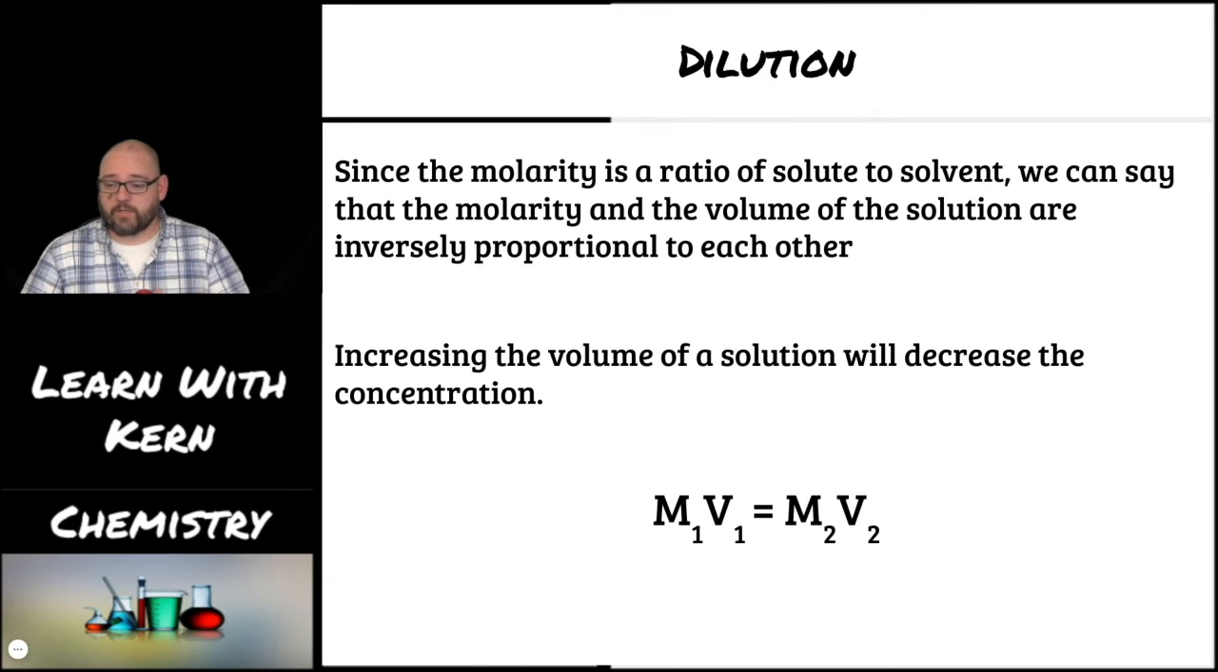So the molarity times the volume before has to equal the molarity times the volume after. Because the molarity times the volume is the number of moles of solute. So we're not changing anything about our solute, we're just changing the concentration by changing the volume. So our number of moles has to stay the same. So molarity times volume before we change something has to equal the molarity times volume after, so that the total amount of moles of solute remains the same. And so this is our equation. M1V1 equals M2V2. It's very much like Boyle's law. It's a very simple equation.